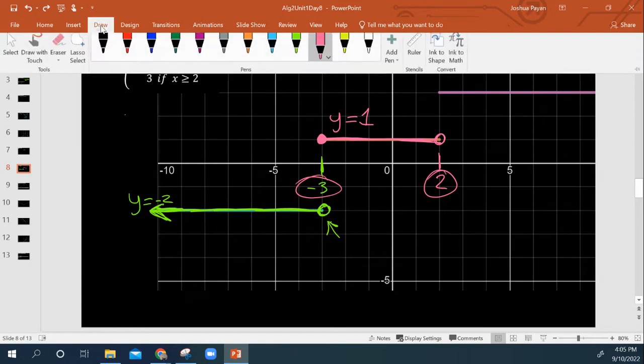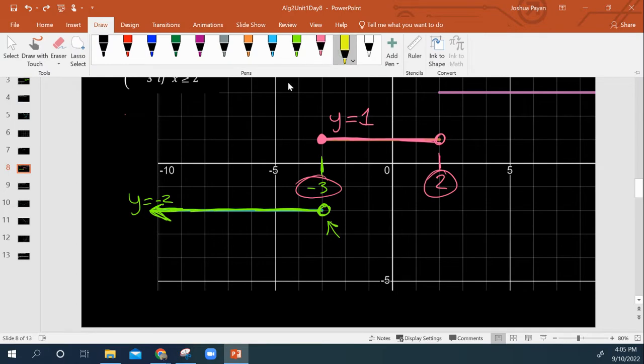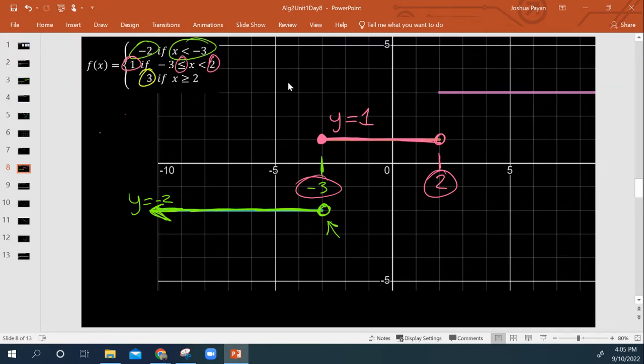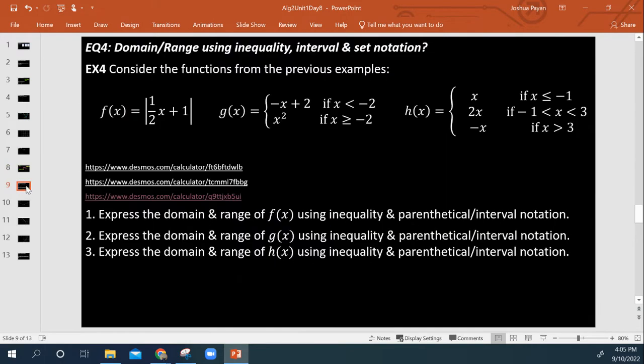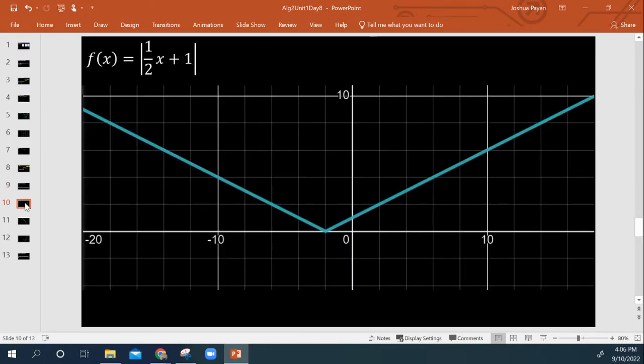Then, once we get to 2, it starts behaving like this, y equals 3. Okay, so that would be an open circle there, and then it behaves that way continuously on to positive infinity. Okay, so again, that's a step function. It's just a special kind of piecewise. Then we're just going to see some more examples and also talk about how to define domain and range.